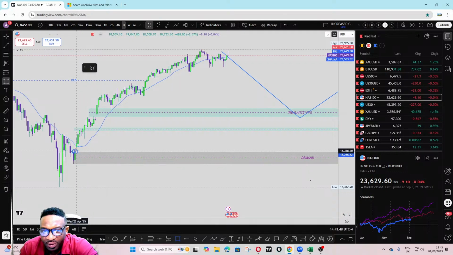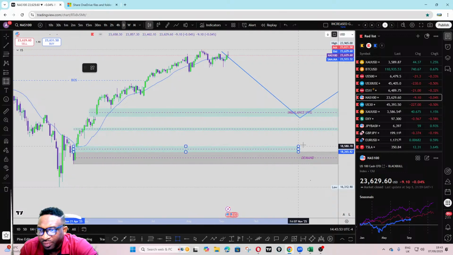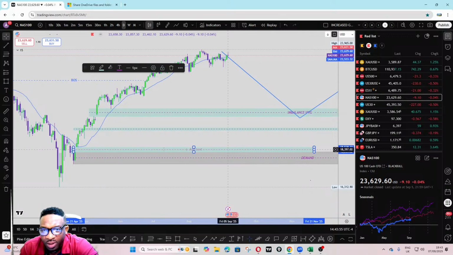We can also identify some area of imbalance right here. Area of imbalance right there. So all we're doing is identifying these imbalance areas. These are areas of liquidity that price could be drawn to. They act as magnets that draw price back onto them. So we have this break of structure here, and these are the possible areas that could draw price back in.